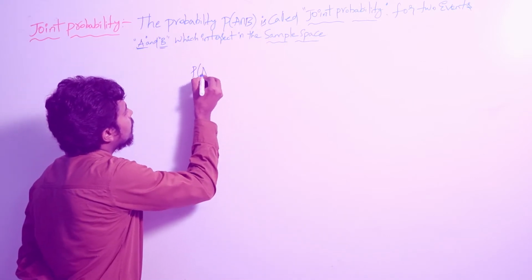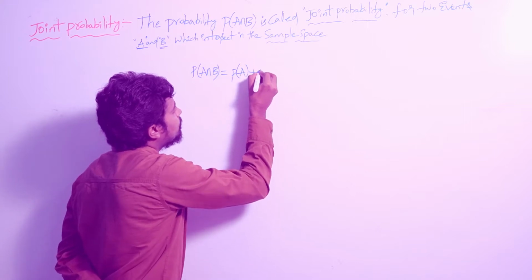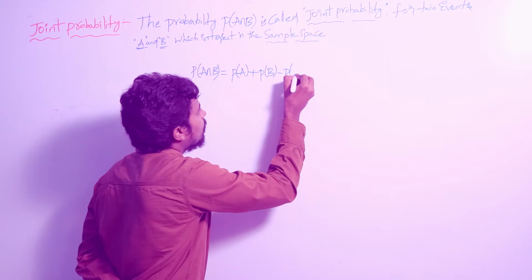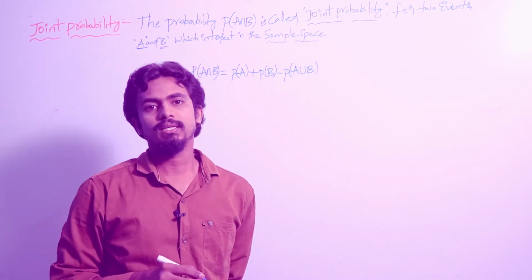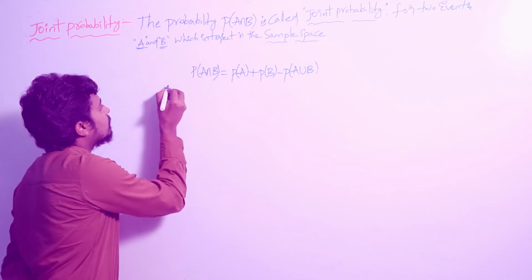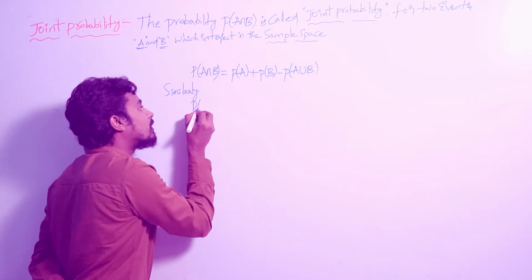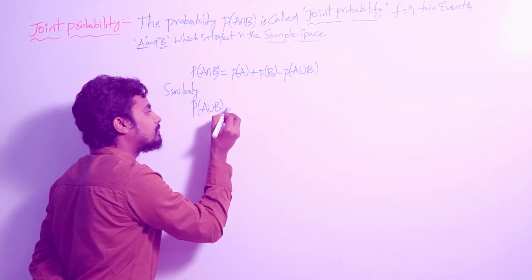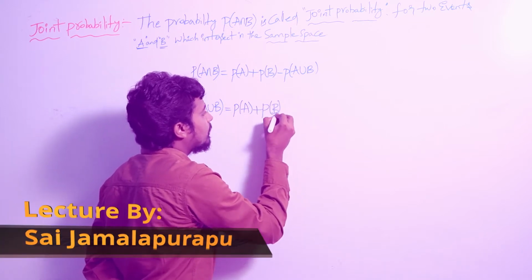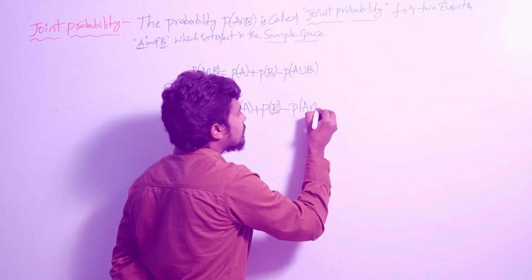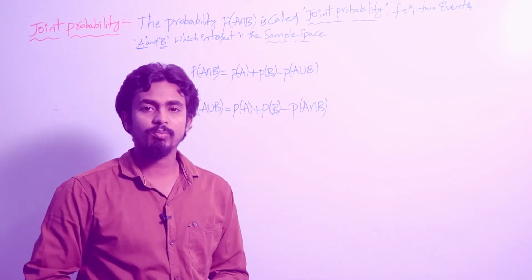Let's see the formula for the joint probability. P of A intersection B is equal to P of A plus P of B minus P of A union B. Similarly, for the union, P of A union B is equal to P of A plus P of B minus P of A intersection B. These two formulas will be important in the joint probability.